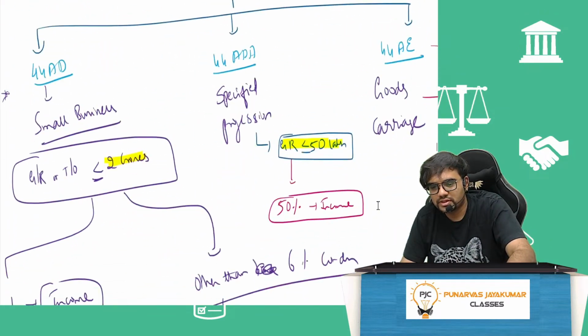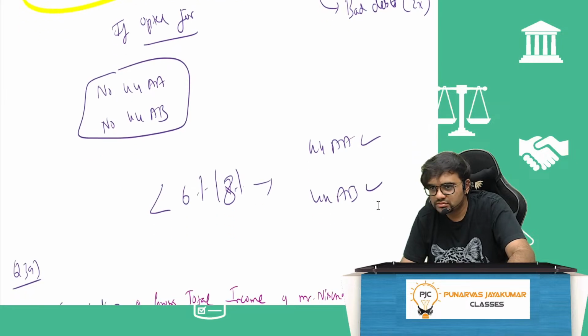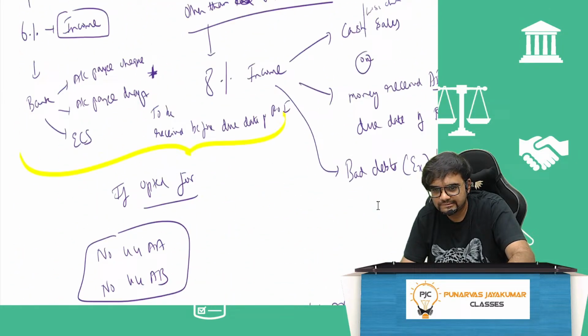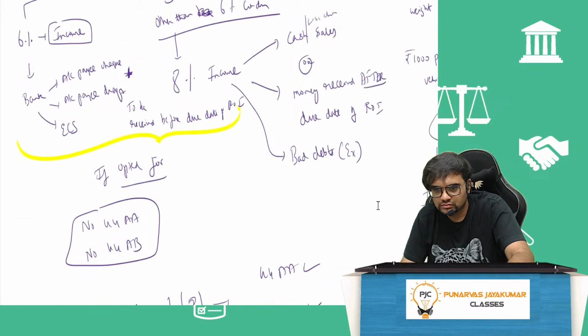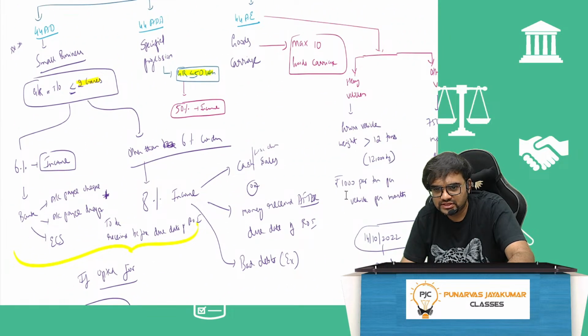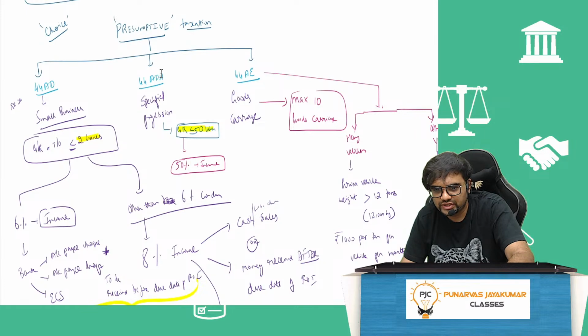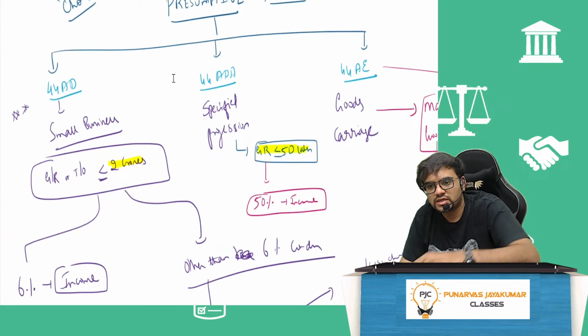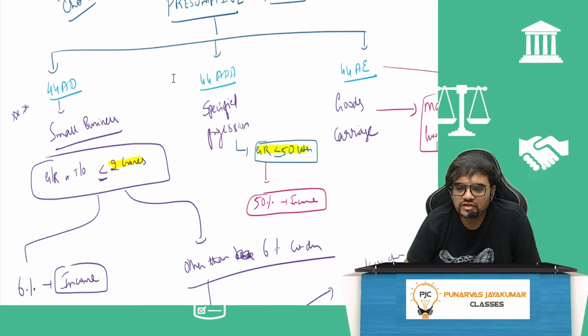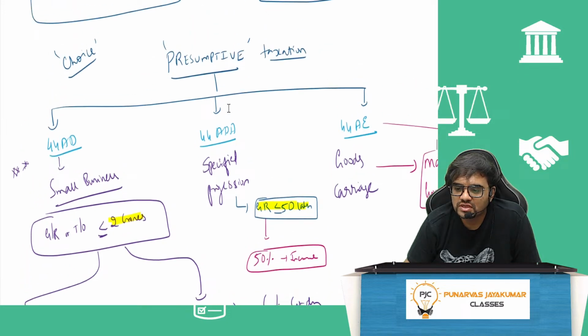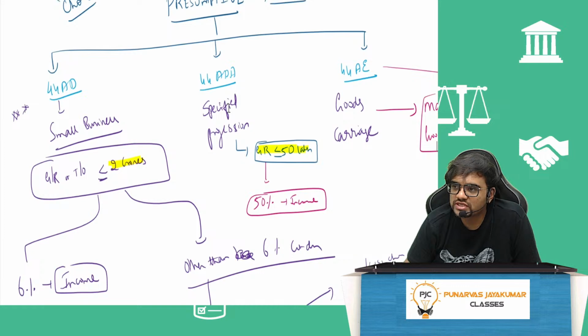Right? Last part. Any doubt? Presumptive taxation. Presumptive taxation is a choice. It is not mandatory. It's a choice. 44AD is for small businesses. 44ADA is for specified professions. And 44AE is for goods carriage.